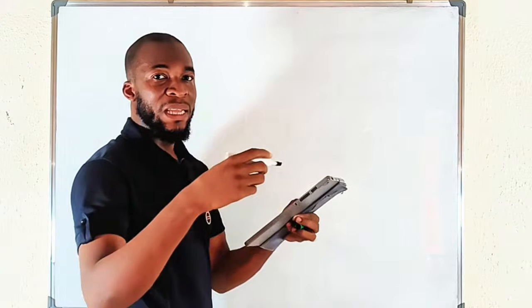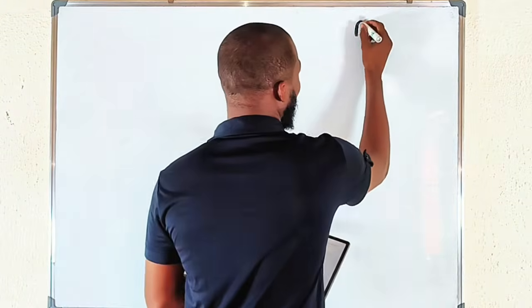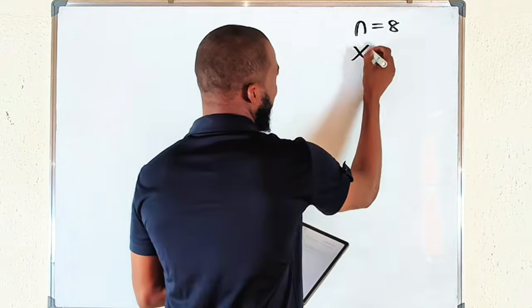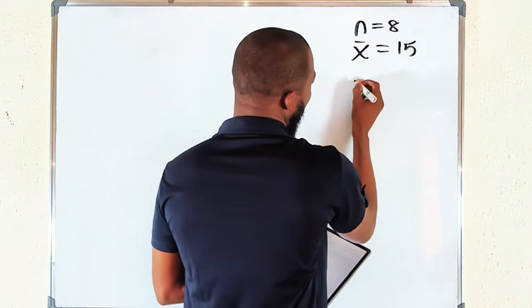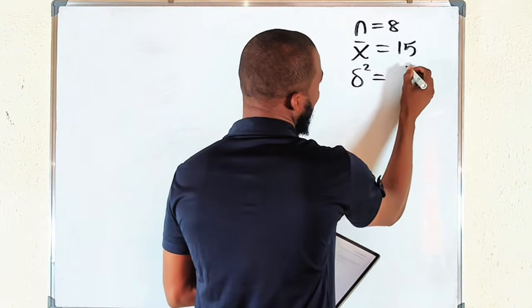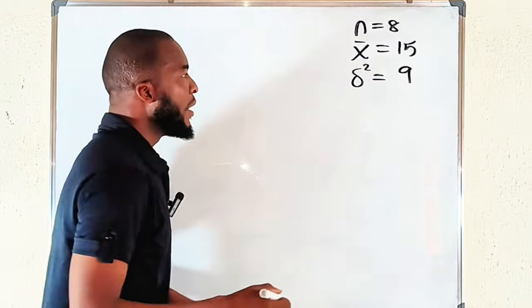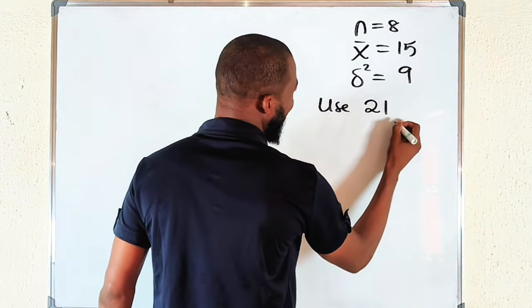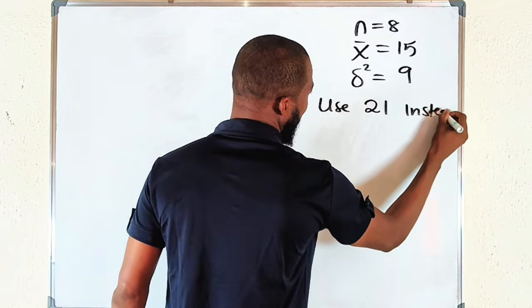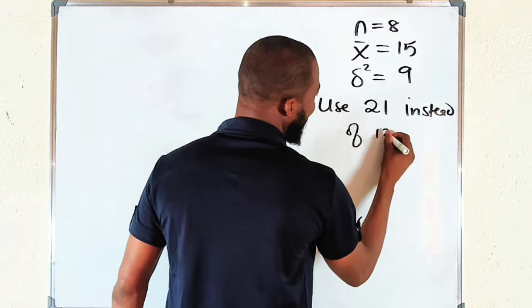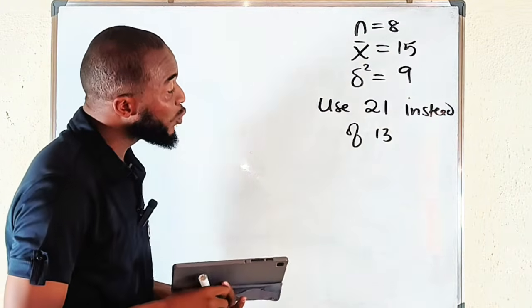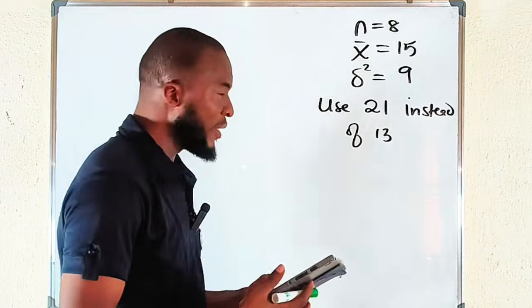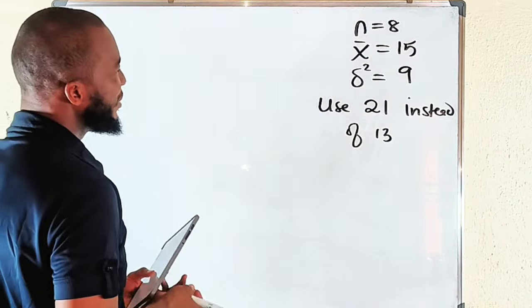We have 8 items. So the n is equal to 8. After calculating the mean, we realize the mean to be 15 and the variance to be 9, right? But they used a number 21 instead of 13. So now we would like to remove this 21 and replace it with 13 and calculate the actual mean and the variance. So let's get started. This is a very interesting question.